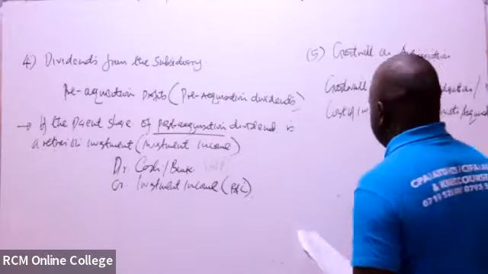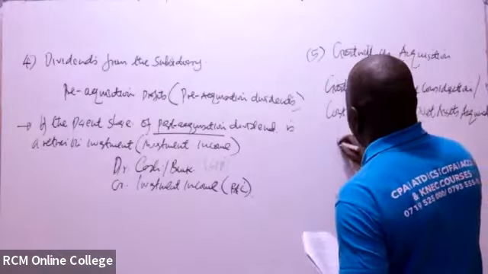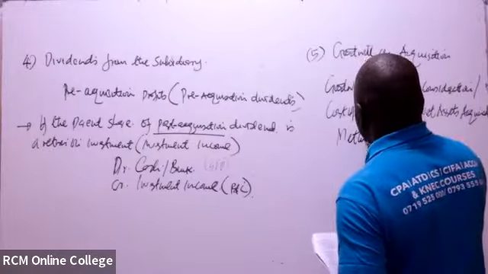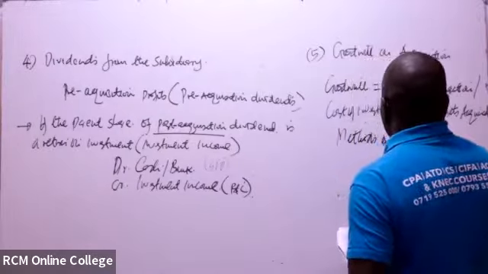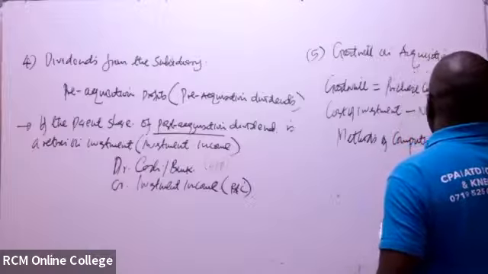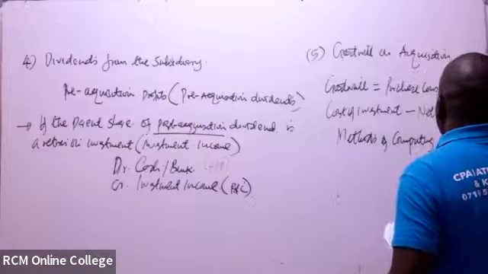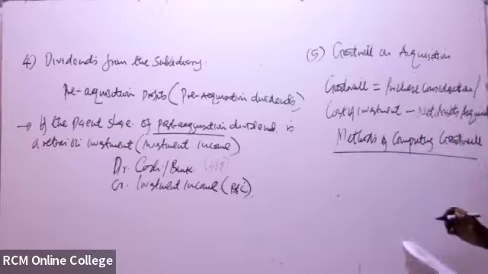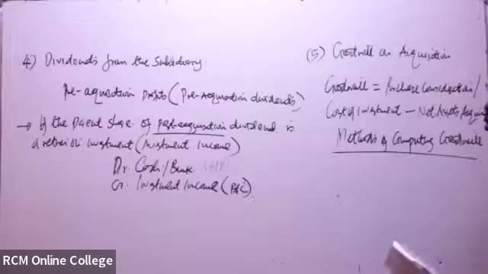So you can write, methods of computing goodwill. There are two major methods.